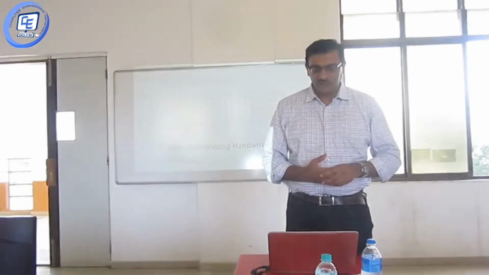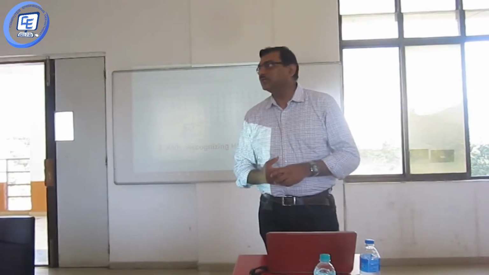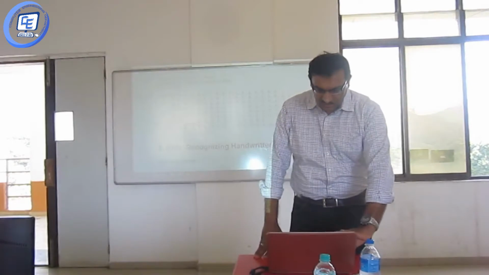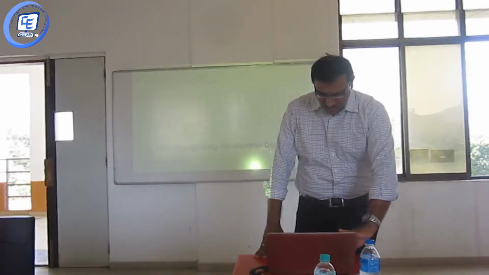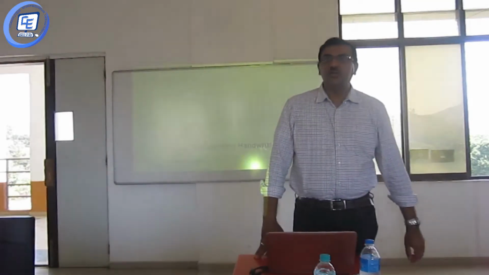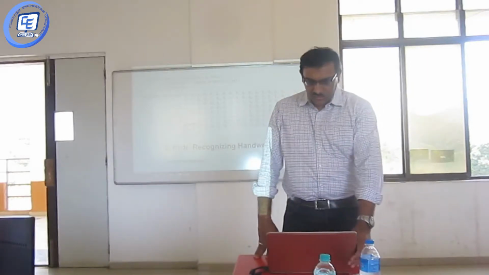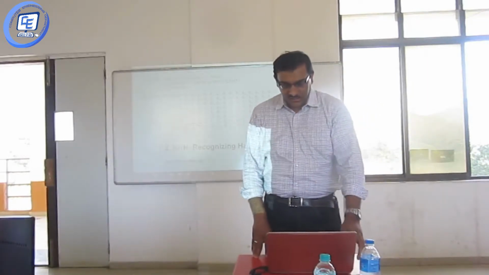Supervised, unsupervised, reinforcement. And we have seen one example of logistic regression. We are now moving on to the second one, that is KNN. KNN stands for K nearest neighbors. So here we are going to use the application of recognizing handwritten digits.